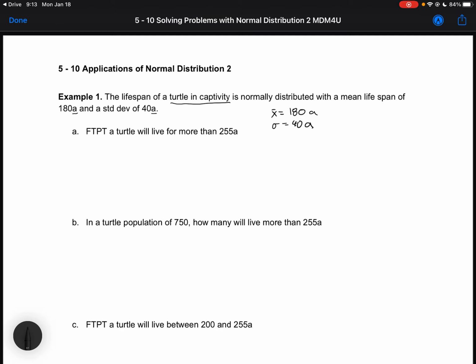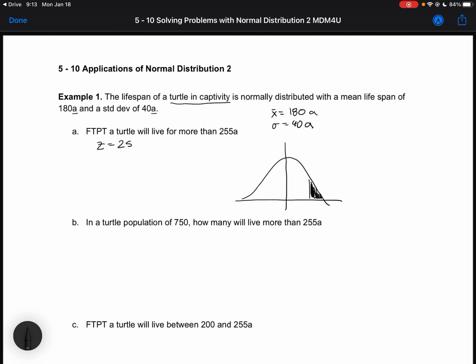And the first thing that we're going to do is find the probability that a turtle will live for more than 255 years. So just like in the previous video, we're going to draw a sketch of the normal distribution here. 255 is quite a bit larger than the mean, so the area under the curve that I'm looking for is over here and to the right.